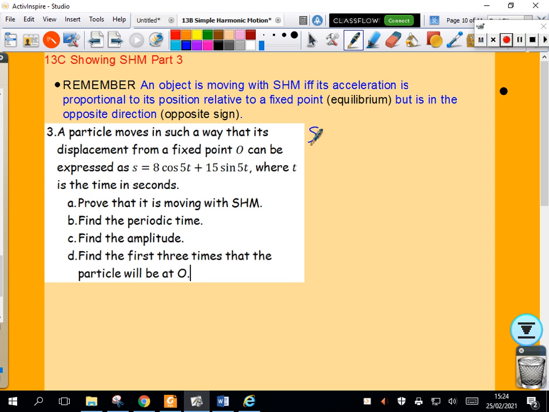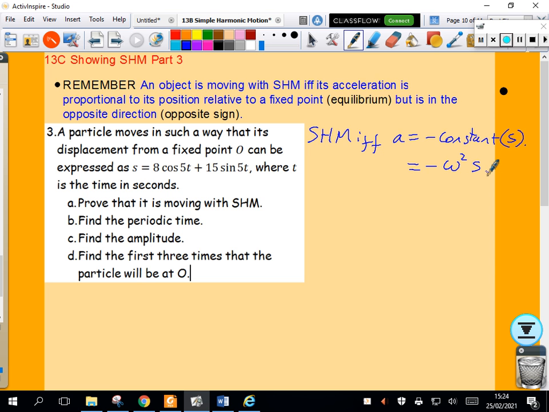So remember, simple harmonic motion, if and only if the acceleration is a negative constant multiplied by, in this case, the displacement. Remember that negative constant is going to be negative omega squared times S. So you should be able to find omega from that. Okay, find the periodic time here.